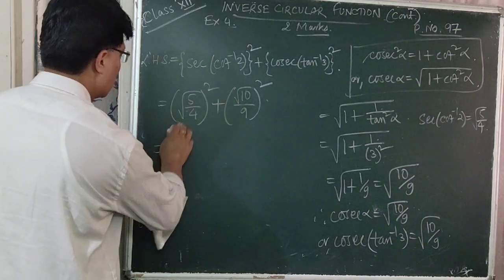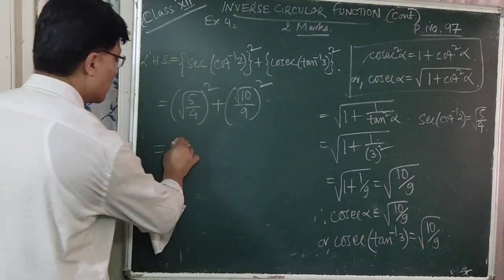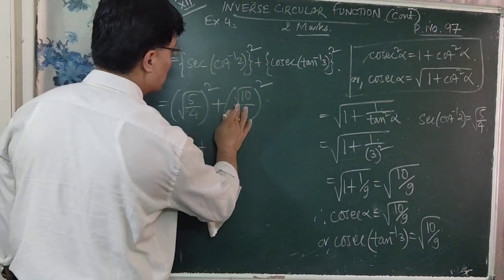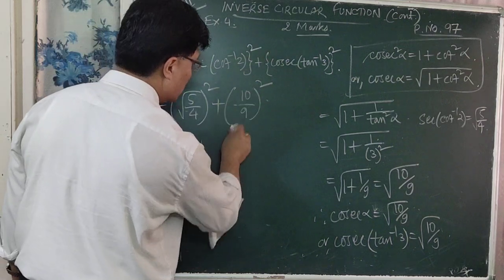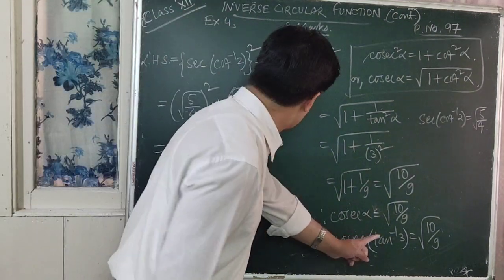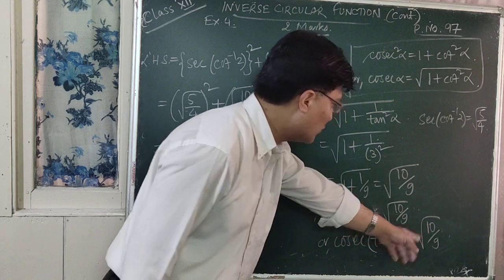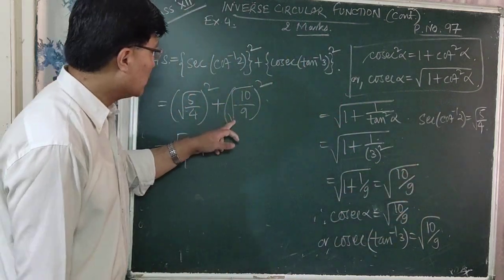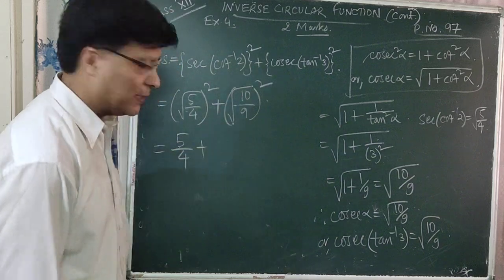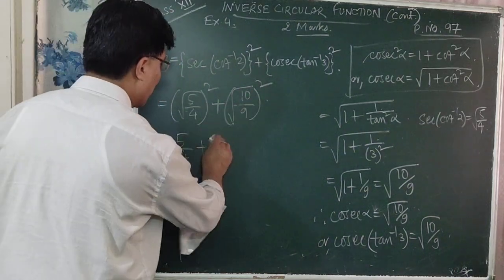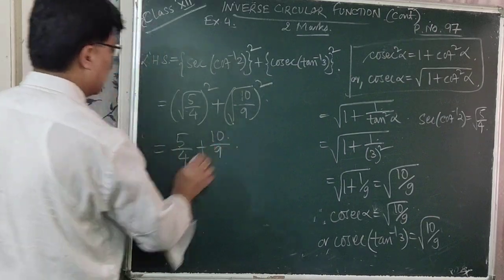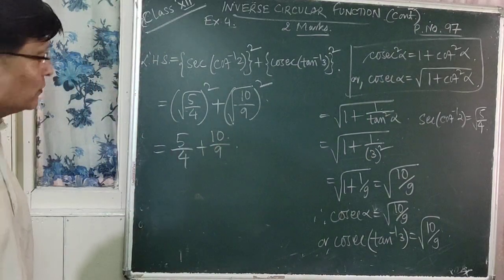So which is equal to square root 5 by 4 whole square is 5 by 4 plus, oh this is whole square root, not root over 10 by 9. That is square root, within square root it is 10 by 9, right? That is cosec tan inverse 3 is equal to within square root 10 by 9. So here also within whole square root there is 10 by 9. So what is square root whole square? Square root will be eliminated. You will get 10 upon 9. Is that clear to all of you?